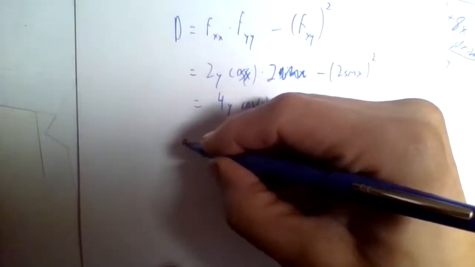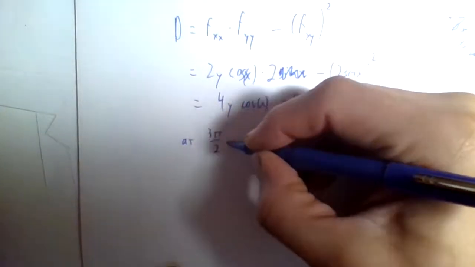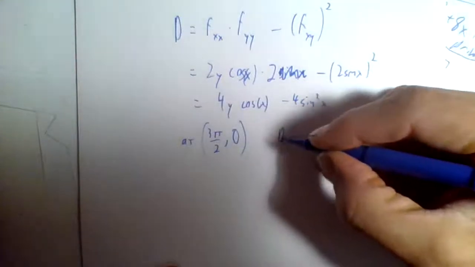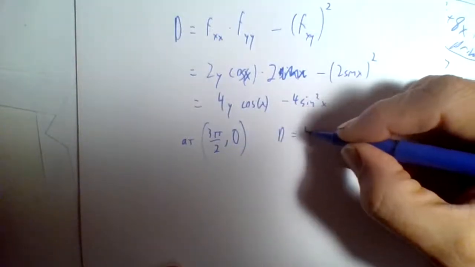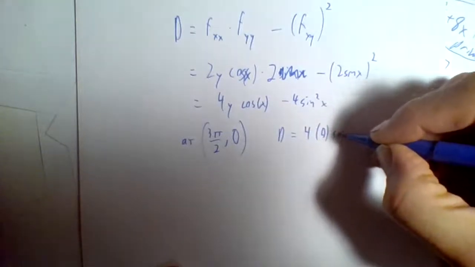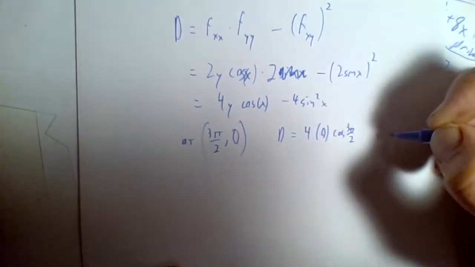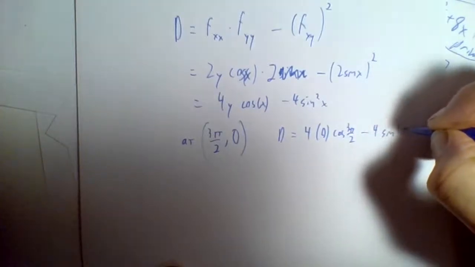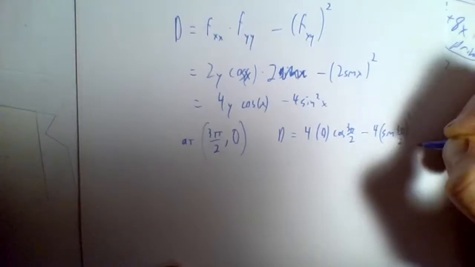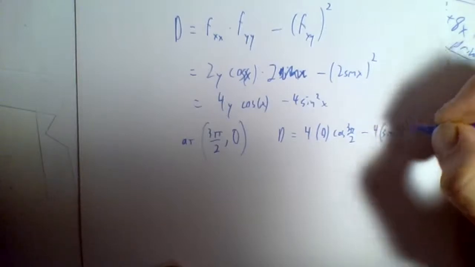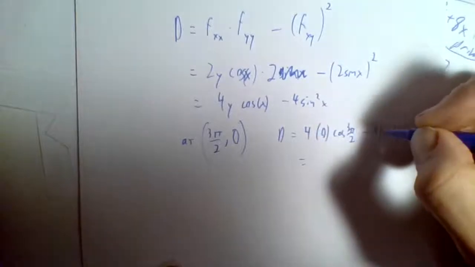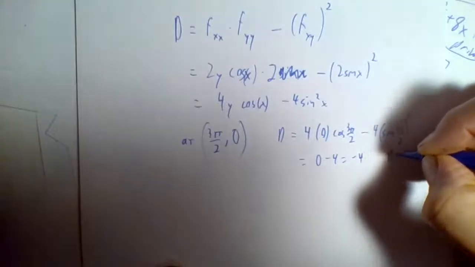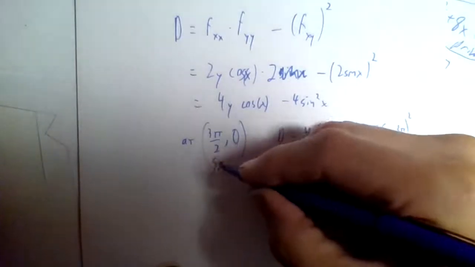So for instance, we could do this on the whole table. I'm not going to go through them all right now, but here's one of your critical points. At 3 pi over 2 comma 0, D is equal to 4 times 0 times cosine of 3 pi over 2, which is even extra 0, minus 4 sine of 3 pi over 2 squared. So that's 1. We get 0 minus 4 equals -4. Since D is less than 0 there, that's a saddle point.